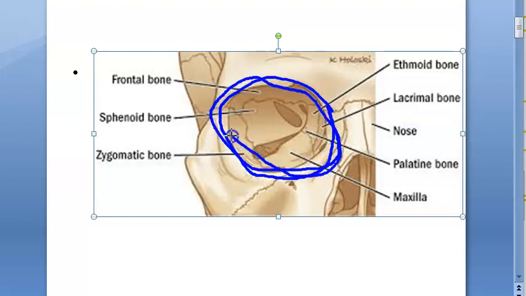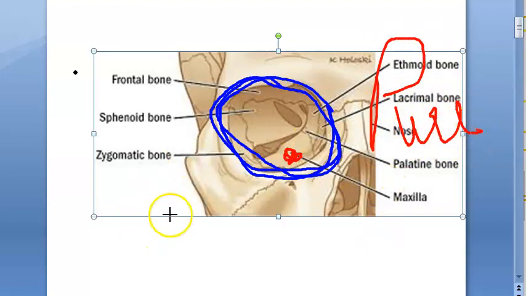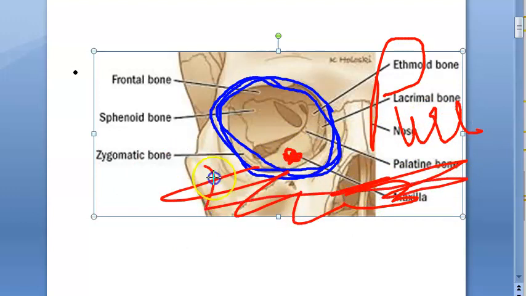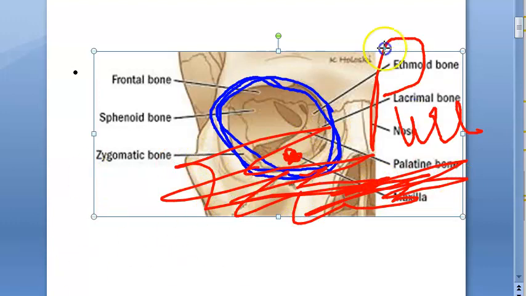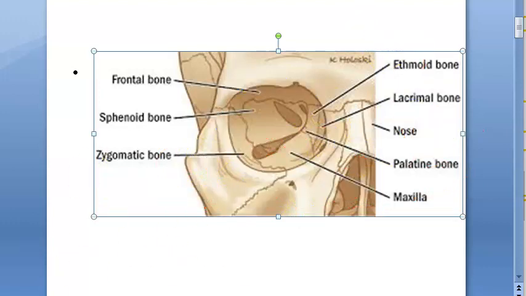If it is not affected, but still the floor is affected. Okay, the floor is definitely affected. That becomes a pure orbital blowout fracture. This is pure. But along with this floor, if everything else, middle third of face, everything, it is an impure blowout fracture. So there are two.